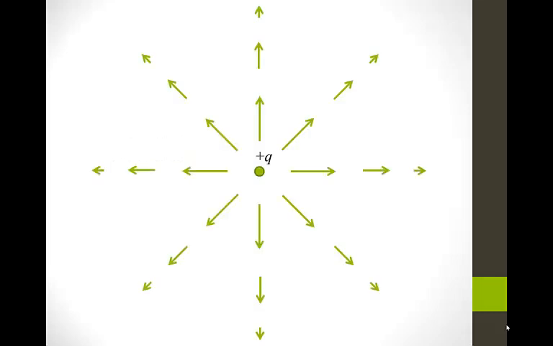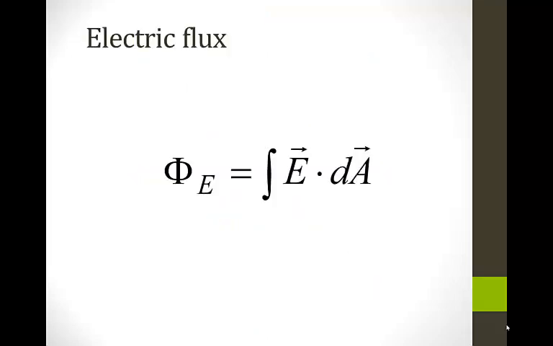So we have a point charge, a positive point charge, and we know how the electric field is from a point charge. This is a representation of the electric field of a point charge. Last time we defined the flux, electric flux in this case, as the integral of E dot dA.